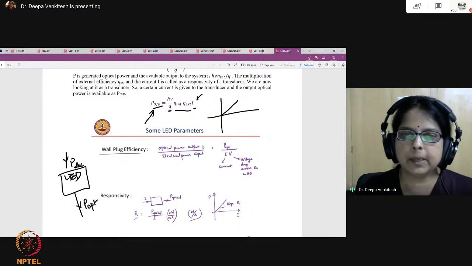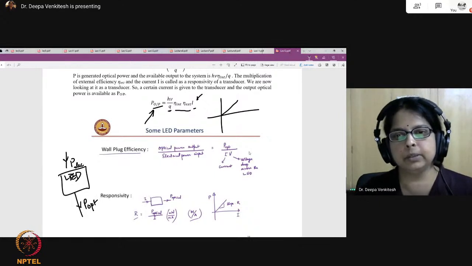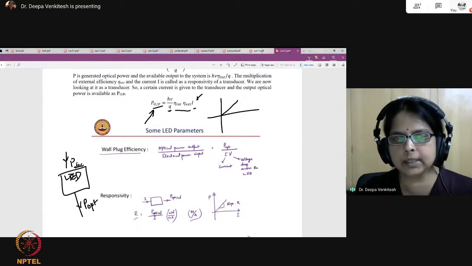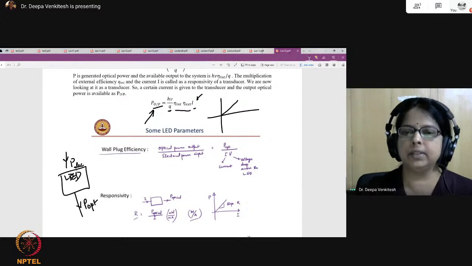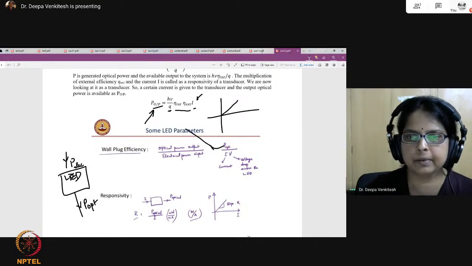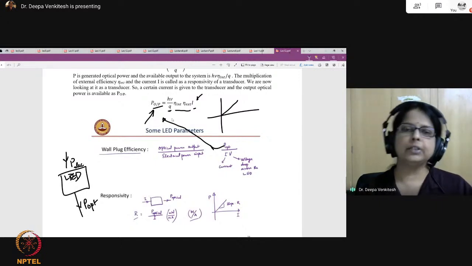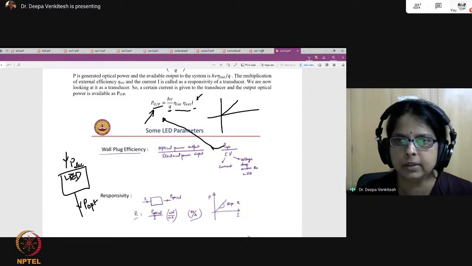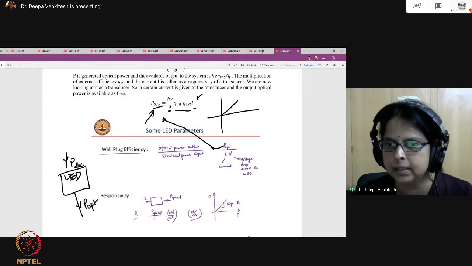So that is optical power output divided by electrical power input. So whatever P optical you got, which is h nu by q, eta internal, eta external, I, divided by current into voltage, because that's your electrical power. So that is wall plug efficiency. This P optical here is nothing but this P optical. So that's your wall plug efficiency. I hope that answers your question. If you are still not satisfied, please type in the chat window.